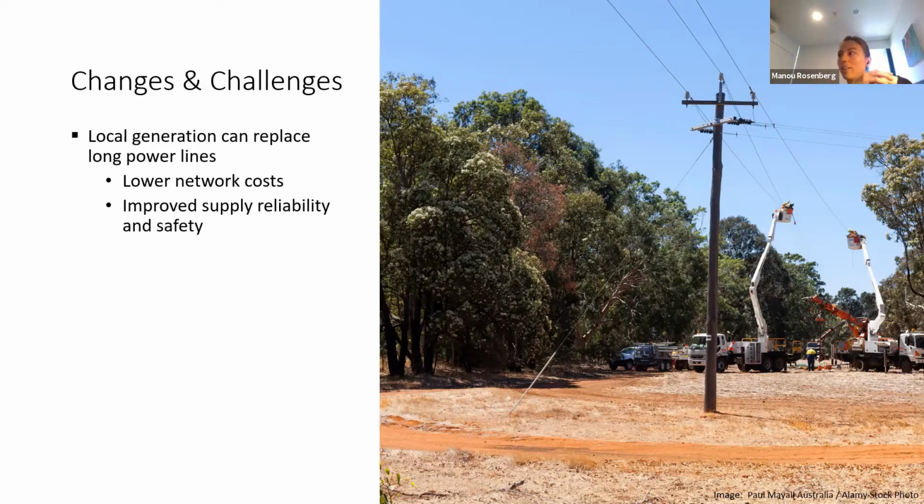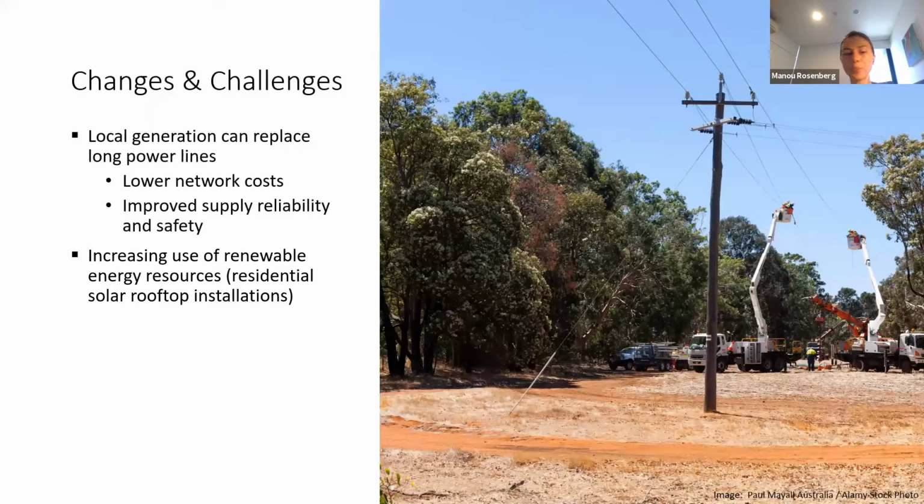So looking at these long power lines that connect very few consumers, we often have large network costs, and they can be prone to risks like bushfires or storms. By rethinking the way electricity networks are structured and thinking about local generation that could replace those long power lines, we could potentially lower the costs and also improve the supply reliability and safety of the network. And that is actually not just coming from outside.